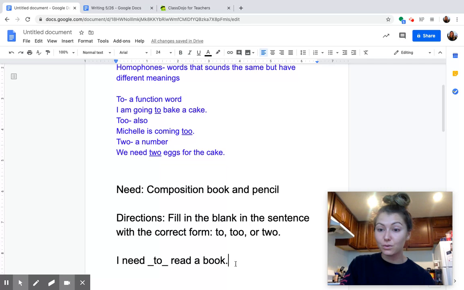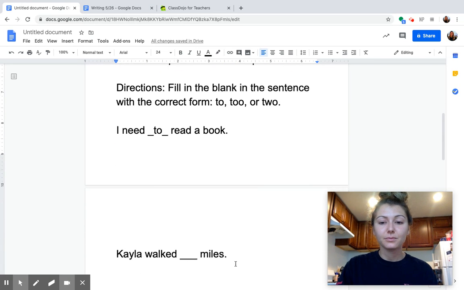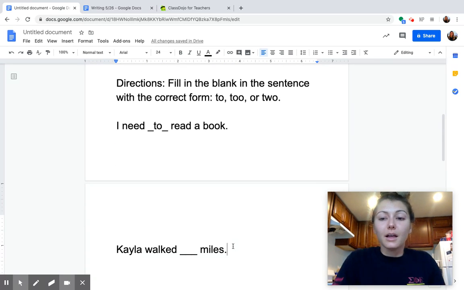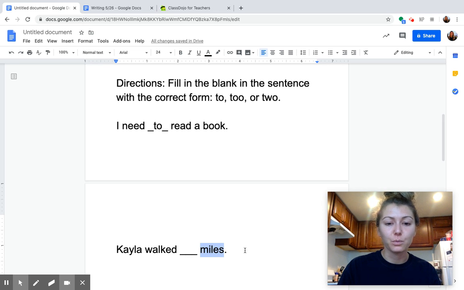And we're going to move to our next example. This one says, Kayla walked blank miles. Well, miles are something that can be measured. We can tell a quantity, an amount of how many miles she walked. What do you think is the correct form of "to" that should be filled into this sentence? You probably already know this one, so you can go ahead and write it down in your composition book. But we are going to use T-W-O, to describe the number of miles that Kayla walked.